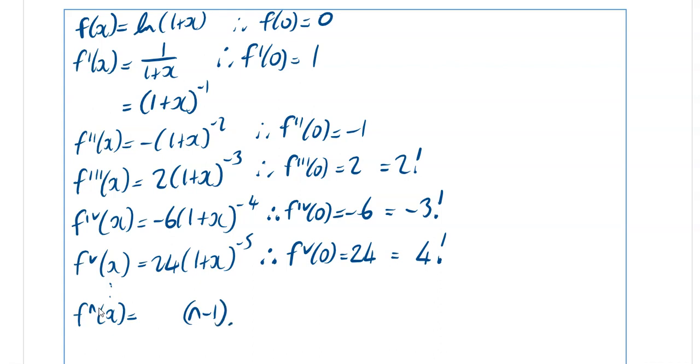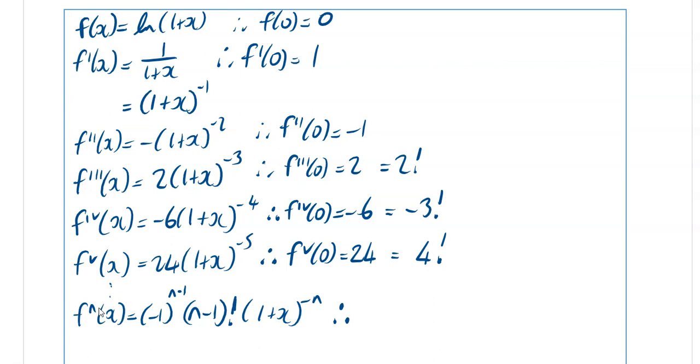So for the nth term, it's going to be (n minus 1) factorial times (1 plus x) to the power of minus n. And to get the positive and negative oscillating thing going on, we have to do (minus 1) to the power of n minus 1. So your general term, f^(n)(x), is equal to (minus 1)^(n minus 1) times (n minus 1) factorial, upon (1 plus x)^n.